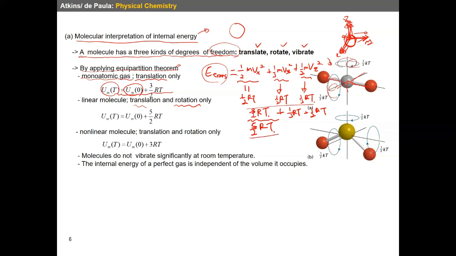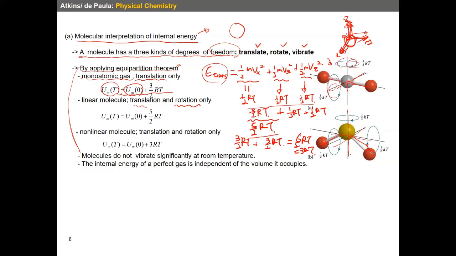And for nonlinear molecules, they can have three different axes for rotating. So we have 3/2 RT from translation, and also 3/2 RT from rotation. Finally, we have 6/2 RT, which is 3 RT. Actually, this concept is not so important, so you don't need to worry about it, even if you cannot fully understand the physical meaning.